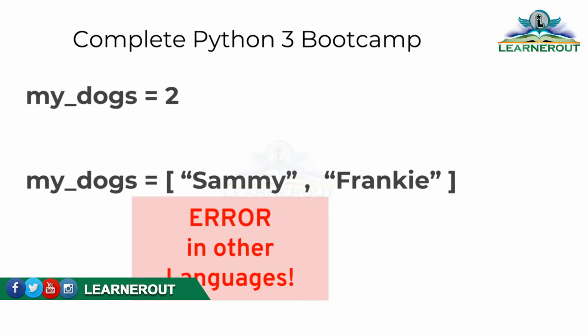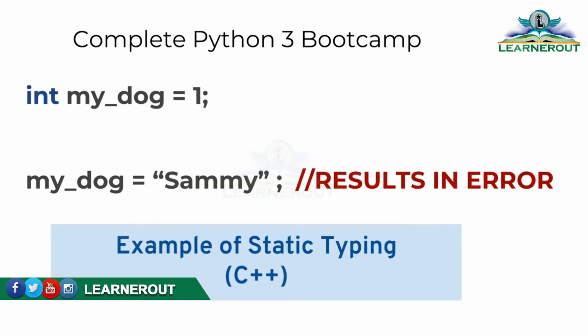And that's because these other languages are statically typed. Meaning, in the other language, such as C++, you'd have to say int for integer, and then say my_dog is equal to whatever integer value you want, such as 1. And then later on in your code, you would not be able to assign it a different data type. You would not be able to say my_dog is equal to Sammy, because that's no longer an integer, and that would result in an error.